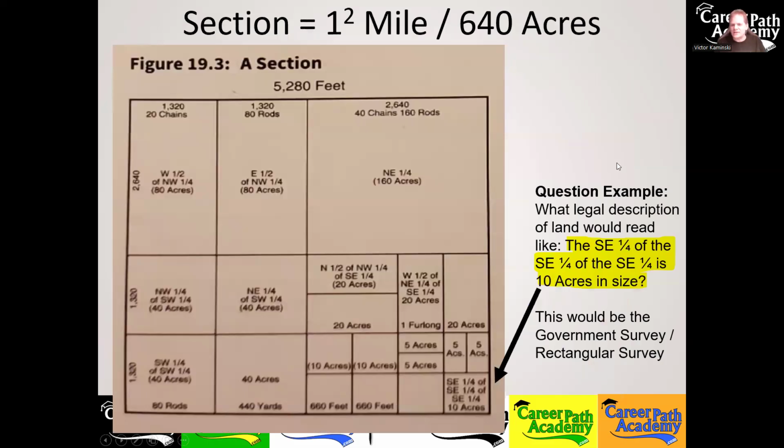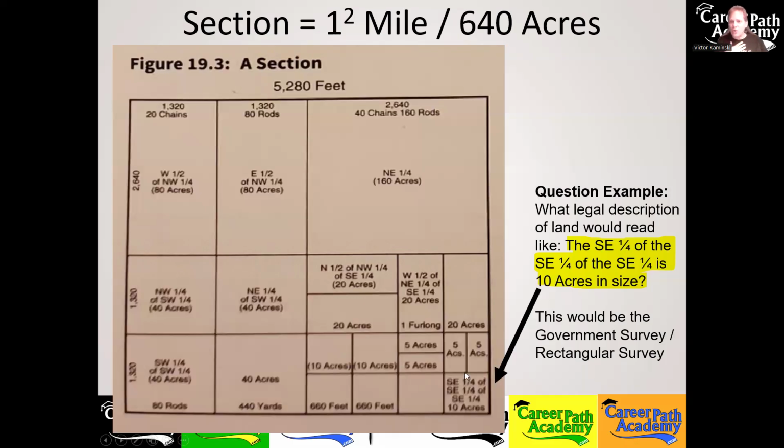So within one of those sections now, here's that reading that we saw on the previous page that I just had you highlight, where the legal description would read, the SE quarter of the SE quarter of the SE quarter is 10 acres in size. Well, this is what it is. If you look at the entire box here, this entire section is a box. And if we draw a line straight down the middle and across, it creates 4 quarters. So this is the southeast quarter. If we draw another box through that, this is the southeast quarter of the southeast quarter. And if we draw another box in that, that's the southeast quarter of the southeast quarter of the southeast quarter. You see how they do that?